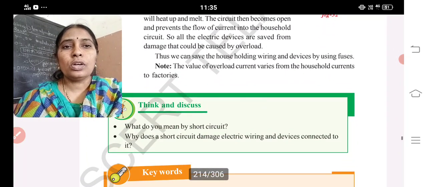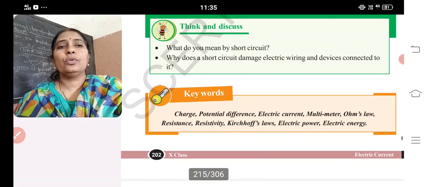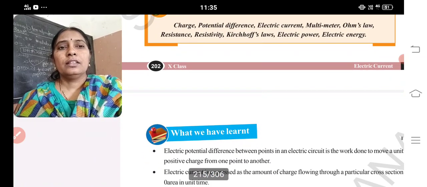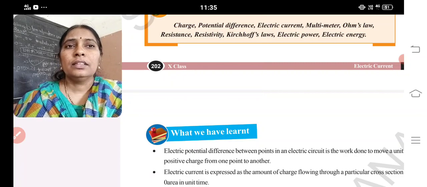What do you mean by short circuit? Why does a short circuit damage electric wiring and devices connected to it? So what is meant by short circuit? You have to think and answer. With this, we completed our electric current, that is the 9th lesson.